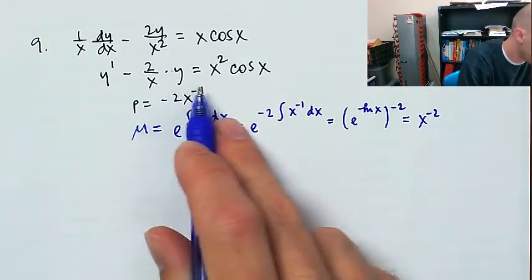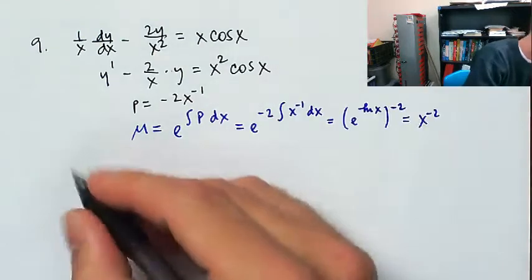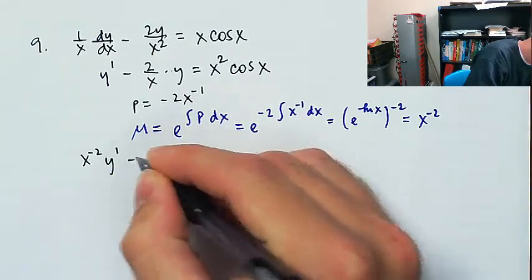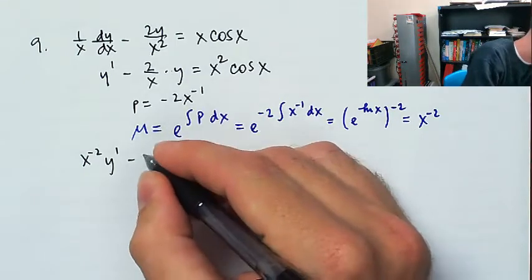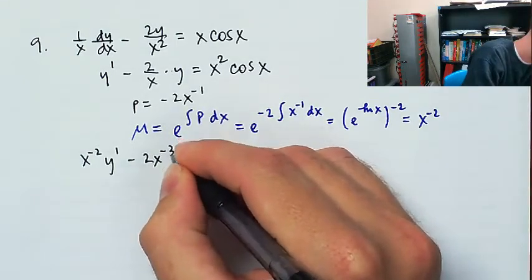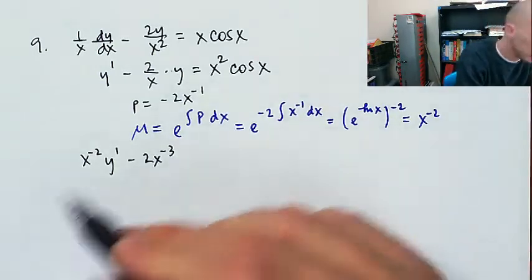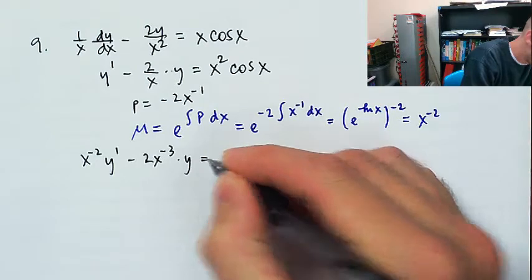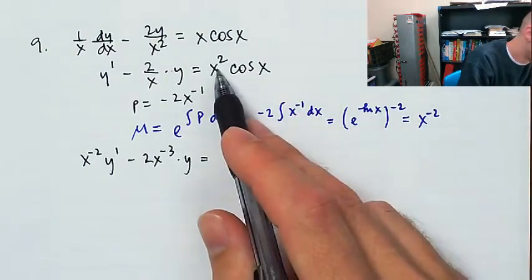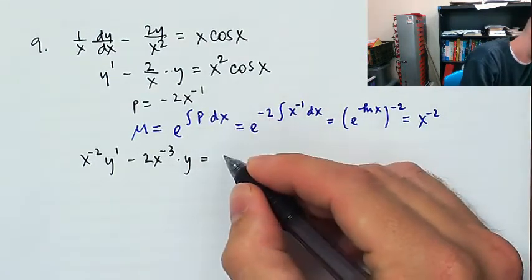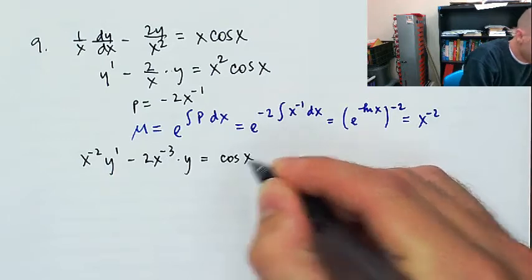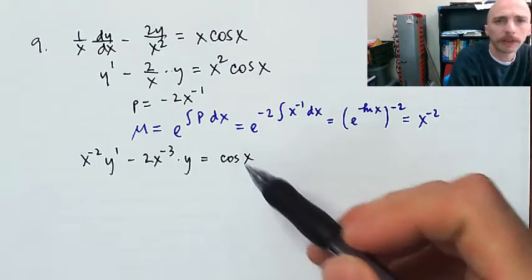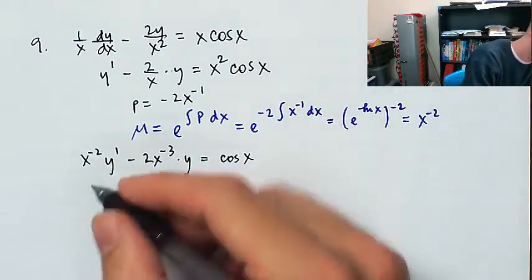So I'm going to multiply this through everywhere, and I'm going to have x to the negative 2 y prime minus 2x to the negative 3 y. That looks like the derivative of x to the negative 2 multiplied by y, and that is equal to, when I distribute in the x to the negative 2, that'll kill that off, and I'll just have cosine x. Which is nice, because otherwise I was going to have to do integration by parts or something like that. Now I can just antidifferentiate cosine, and that's going to be really easy.